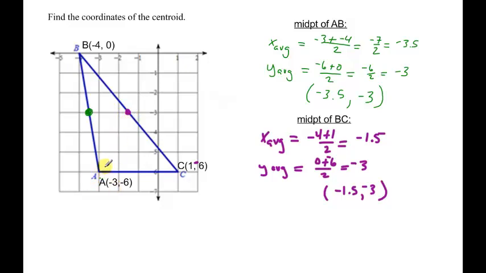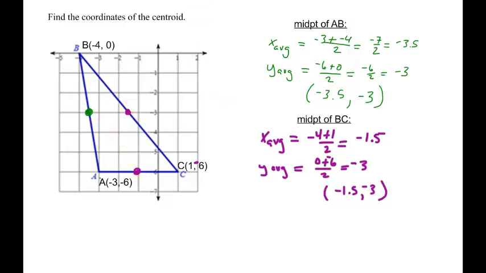Okay, now I left the midpoint of AC out of my list over there because AC is a nice horizontal line. I can just count that, and I'm going to. So from A to C, it's 1, 2, 3, 4 units. I'm going to cut that in half and just do 2 units right here. That one's an easy one to find because of that horizontal line. All right, so those are my 3 midpoints.